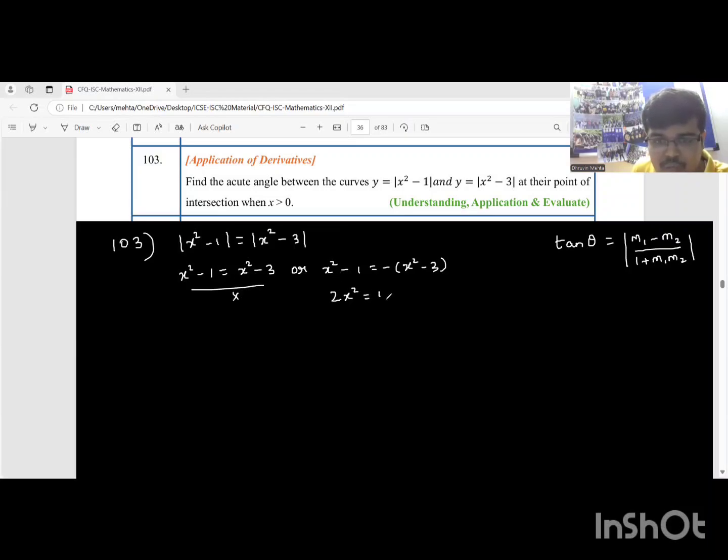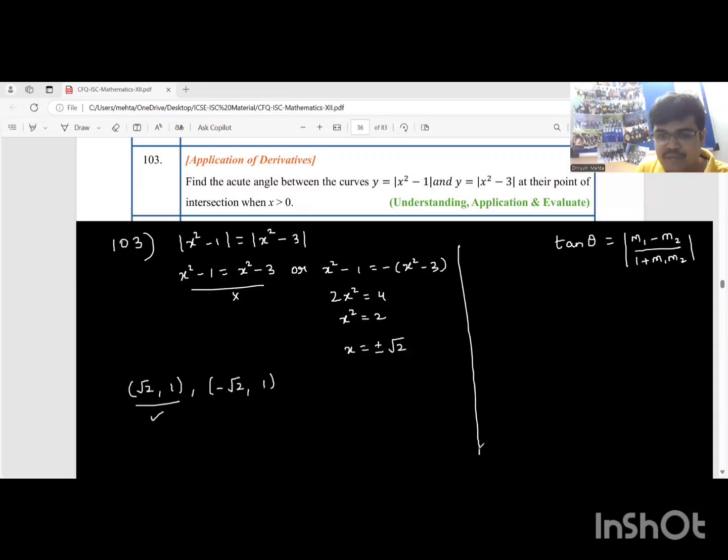So 2x² is equal to 4. You get x² is equal to 2. x is plus minus root 2. So students, the x coordinate is plus minus root 2. If I take x as root 2, then when you substitute, you will get y as 1. And when you take x as minus root 2, you'll get the y coordinate is still 1. So students, we have two points in this sum. Because they have mentioned x is positive, we will have to consider only this point, root 2 comma 1.